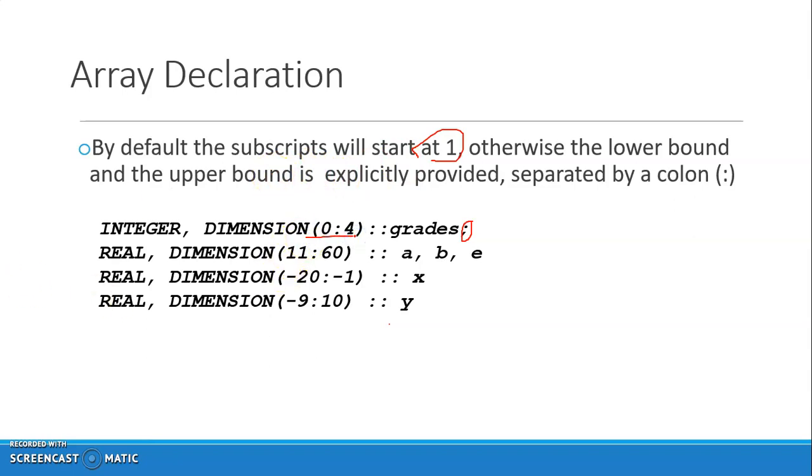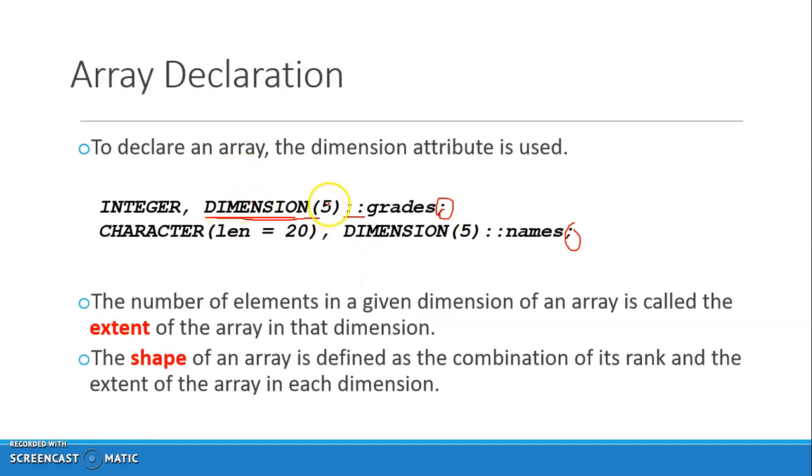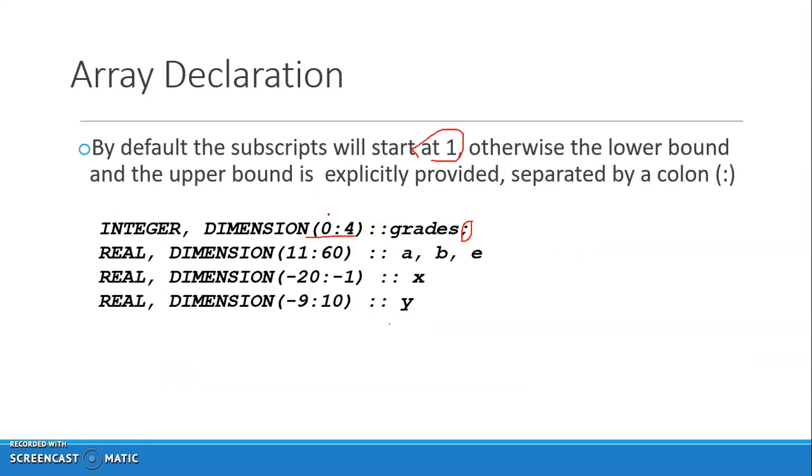When you are declaring your variable, before we were just specifying the number. If you just put the number inside the dimension attribute, then this 5 is the number of elements that you want. So the indices or the subscripts will start from 1 to that number you have specified here. But sometimes you may want to alter that.